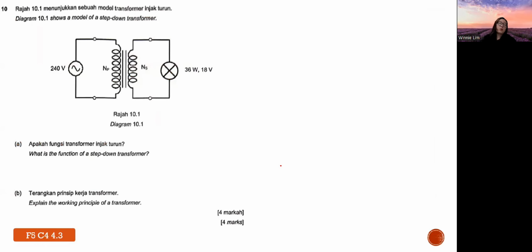Then next question, question 10, essay questions. So you can choose either 9 or 10. This one is under the Form 5 topic on transformer. What is the function of a step-down transformer? The idea is simply to reduce the alternating output voltage.